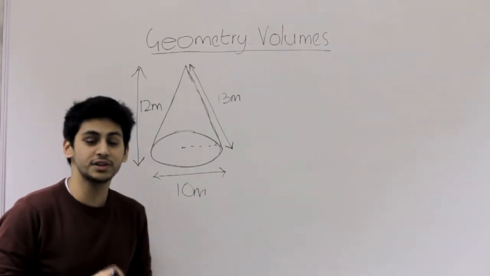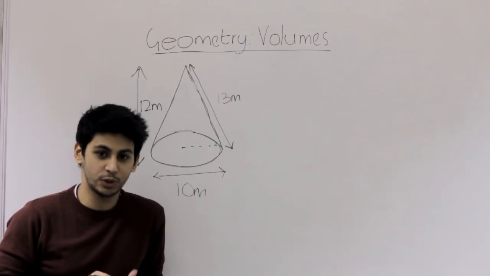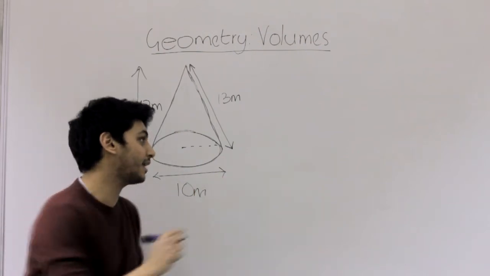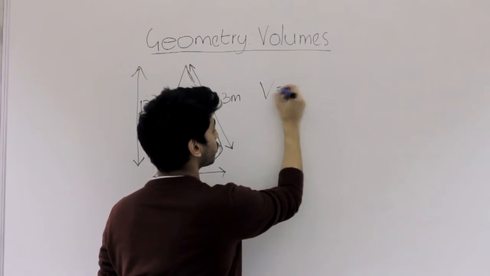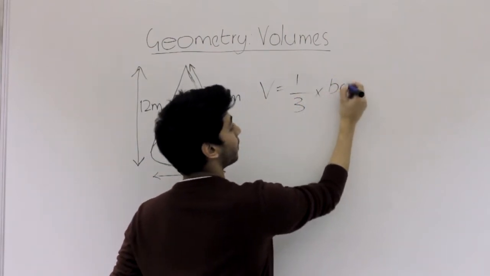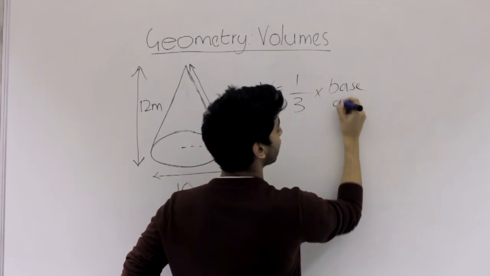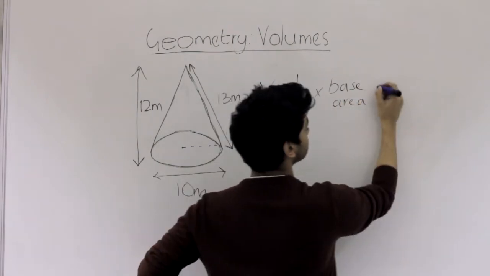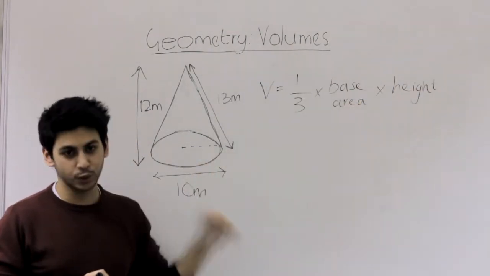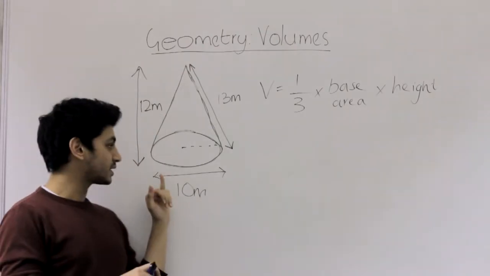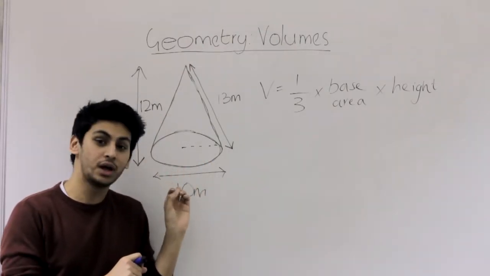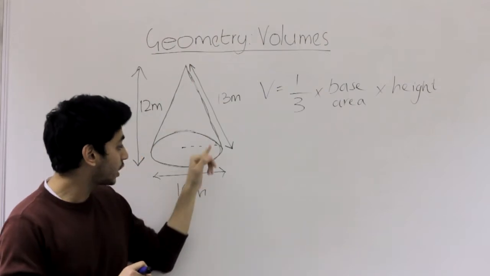Now in order to solve this, much like the square-based pyramid, we're going to be using the same formula that we'd use for that example. Your volume will be a third times your base area multiplied by your height. In this case, it's slightly different to our square-based pyramid. Our base is of a different shape. Previously we had a square, where the area was easy to work out. Now we have a circle.